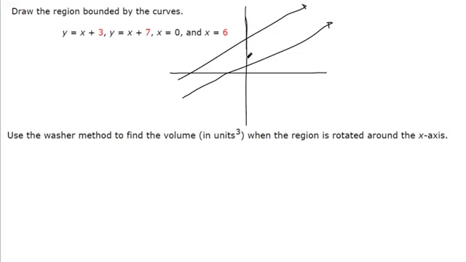X equals 0 is this vertical line right here, and then x equals 6 is another vertical line. So that's the region bound by those curves. So you really want to look at the y-intercepts if it's multiple choice for picking the right region.